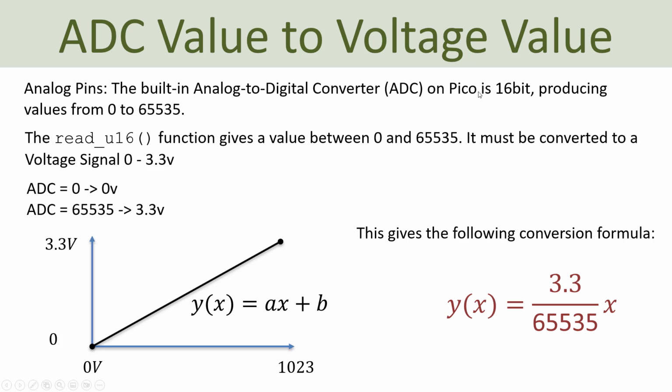Typically you want to convert this value, which is between 0 and 65,535, to a voltage value, which is from 0 to 3.3 volts, the maximum voltage level on the Raspberry Pi Pico. Basically this is a linear scaling using a linear equation like this. This is the linear formula for converting from x, which is between 0 and 65,535, to y, which is the value in volts between 0 and 3.3 volts.